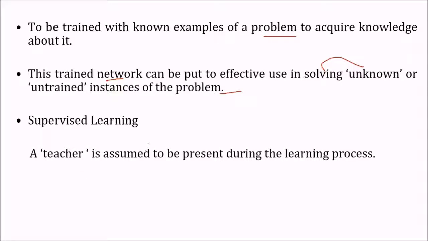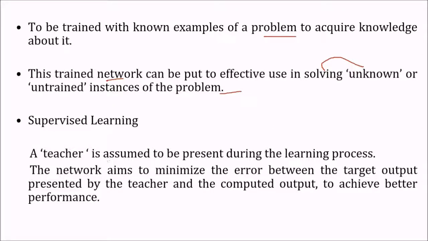A teacher is assumed to be present during the learning process, which means there is someone supervising. So a network aims to minimize the error between the target output presented by the teacher and the computed output to achieve better performance, until the difference or the error becomes zero or as minimal as possible.